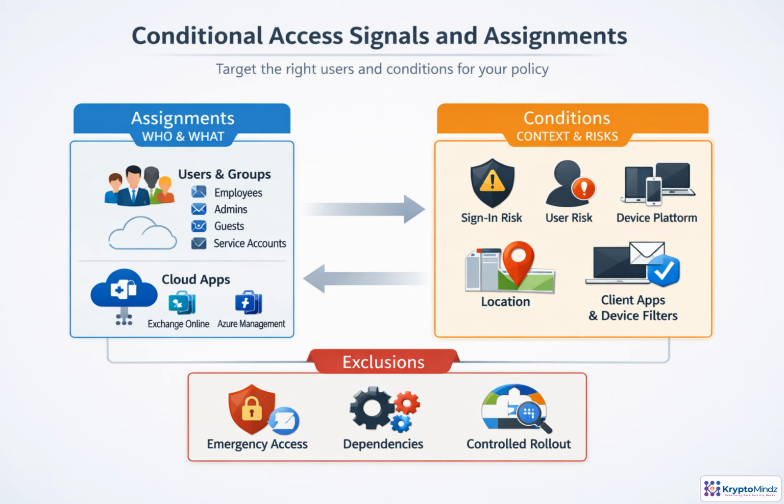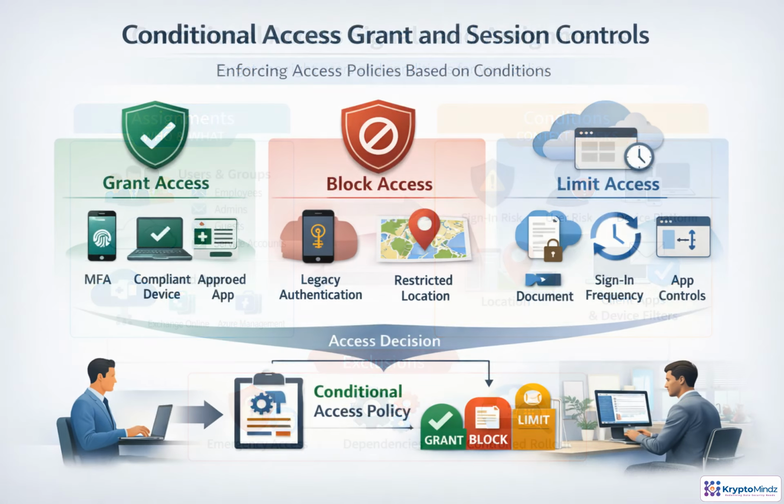Conditional access scoping comes down to two connected decisions: who and what is targeted, and when the rule should apply. Assignments cover users, groups, roles, service accounts, and the cloud apps being protected, from Exchange Online to Azure management. Conditions add context, such as risky sign-ins, user risk, device platform, location, client app, and device filters. The most important safety step is exclusions. Keep emergency access accounts available, avoid breaking service dependencies, and use small pilot groups or report-only mode before broad enforcement.